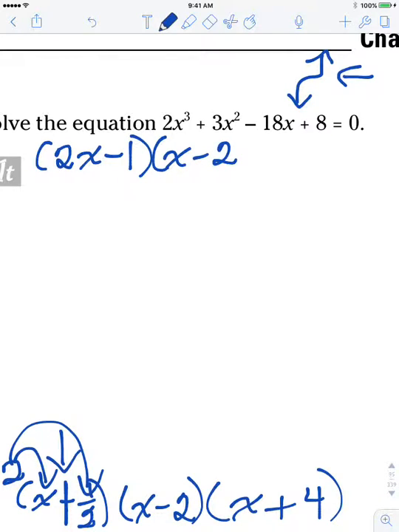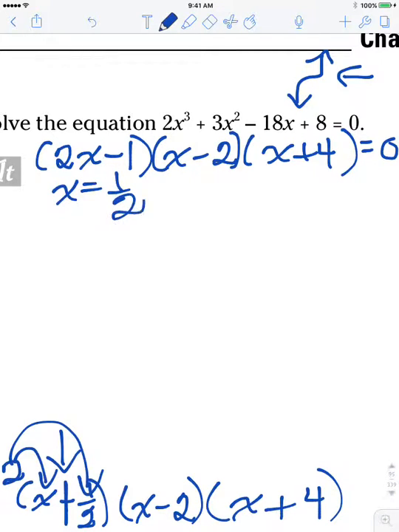And if you're asking, do we have to do this for periods 3, 4, and 6, I showed all of you how to do it. So yes, you have to do it for the test. x minus 2 and x plus 4 equals 0. So those are my x-intercepts: x equals positive 1/2, x equals 2, x equals -4. Okay.